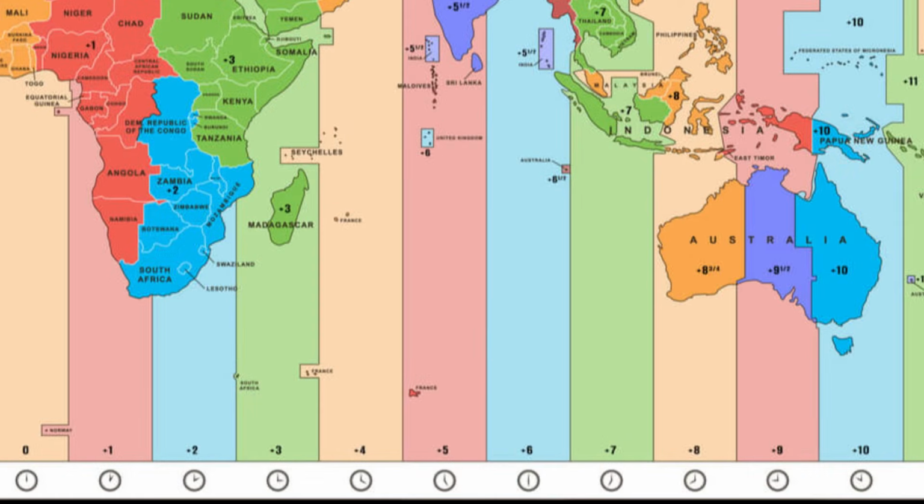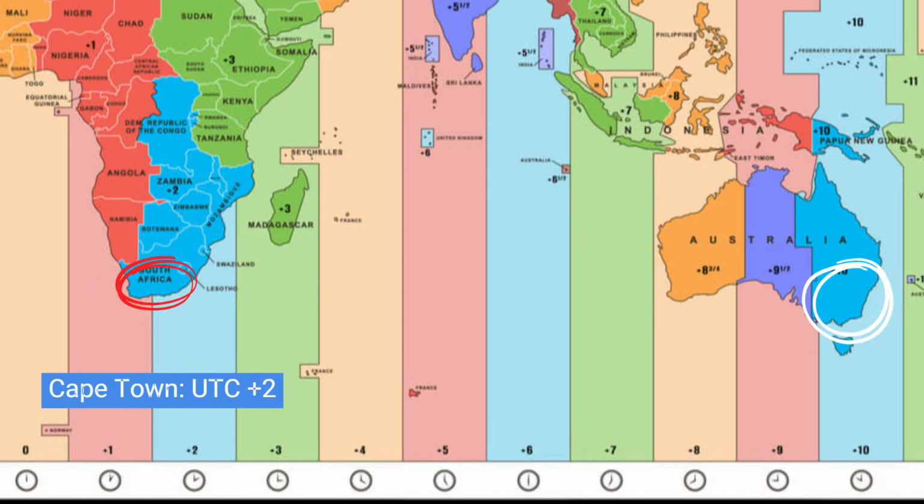Let's zoom in and see where Cape Town is and where Sydney is on the time zone map. The position of Cape Town is marked by the red circle and the position of Sydney is marked by the white circle. From the time zone map, we can gather the following information. Firstly, Sydney is east of Cape Town, so it is ahead of Cape Town with respect to time. Secondly, Cape Town is 2 hours ahead of UTC and Sydney is 10 hours ahead of UTC. Remember, UTC is the Universal Time Coordinate.